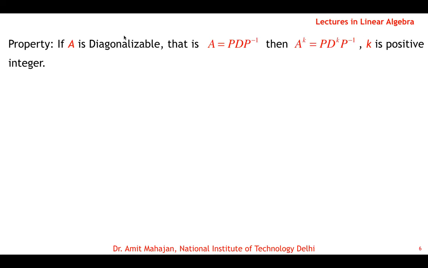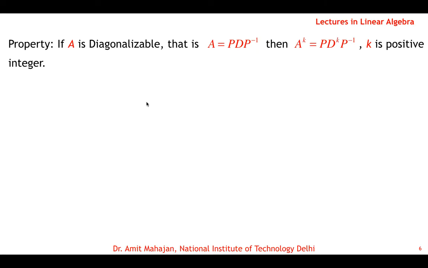Now, one important property if A is diagonalizable is that you can calculate any power of A from here. If you can write A as P D P inverse, and we now know that P is the matrix of eigenvectors and D is the matrix of eigenvalues, then you can calculate any integer power of A, A to the power k, as P D to the power k P inverse, where k is a positive integer.